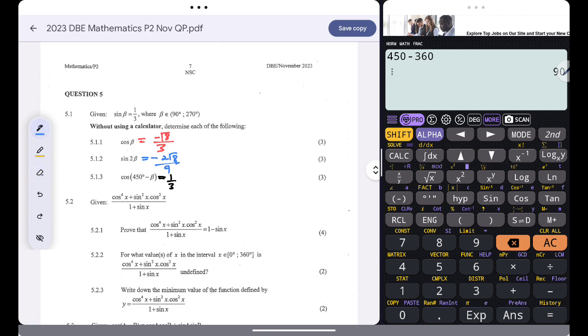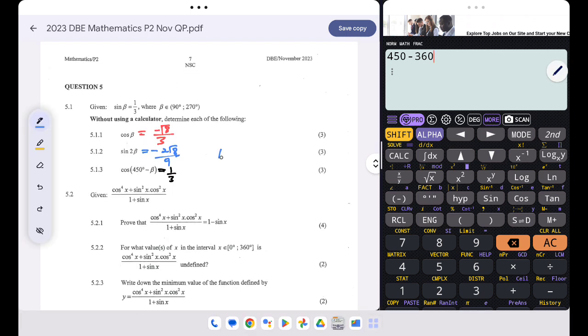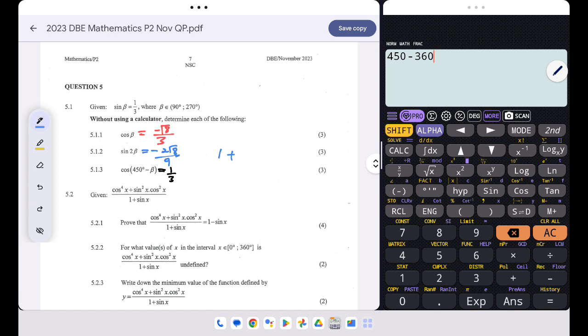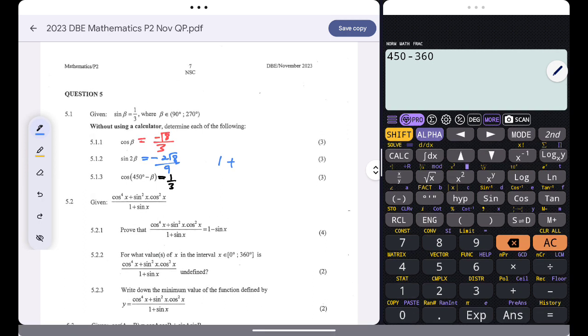They want me to find the values of x for which the expression will be undefined. My expression will be undefined if and only if the denominator, which is 1 plus sine x, is equal to 0. Are you together? So I know that sine x is equal to negative 1.